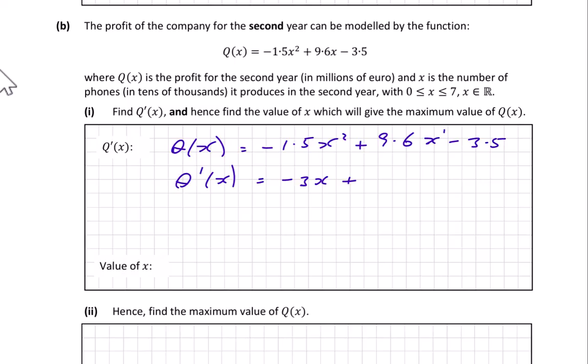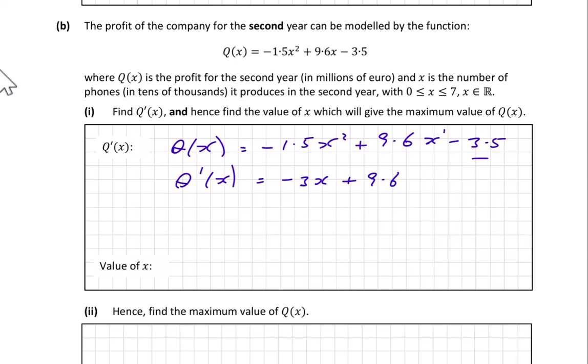Take the 1 here, multiply it by the 9.6, so that's just 9.6, reduce the power by 1, so that'll give you 0. X to the power 0 is just 1. If you differentiate 3.5, you'll get 0. So then it says, find q prime x, which we've done, and hence find the value of x which gives the maximum value for q of x.